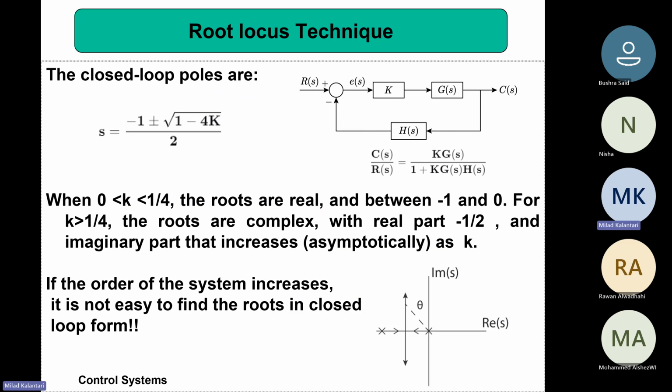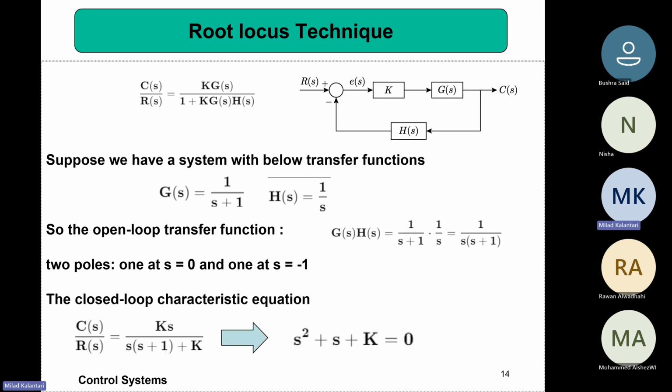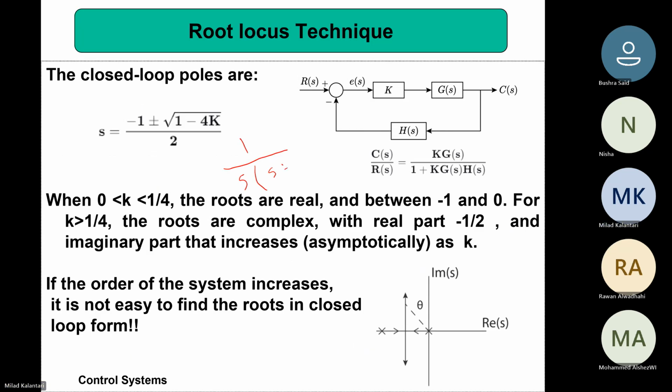So this, we gave a simple example where the open loop system was just like this, s plus 1, I guess, right? The open loop was like this, and the closed loop we could calculate and reach this value for the closed loop poles when we are varying the parameter k.